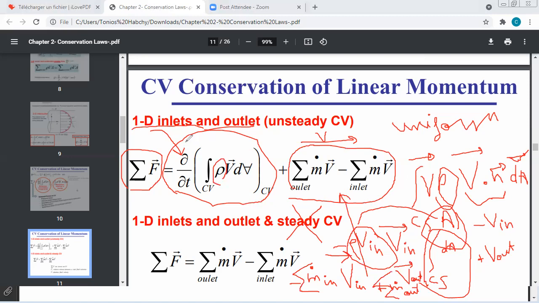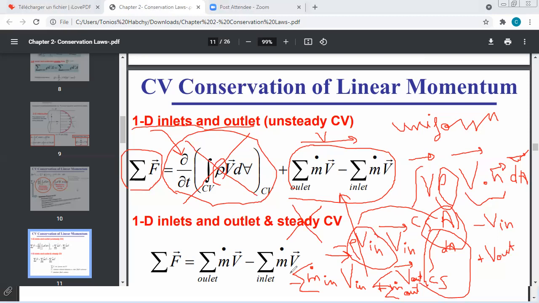So this term is steady, del by del t is 0. Then I can say that the sum of forces on my system is equal to the summation at outlets of m dot V outlet minus the summation at inlets of m dot V inlet. So please keep in mind, whenever we say steady in dynamics, for you steady is 0 acceleration. So sum of forces equals 0.